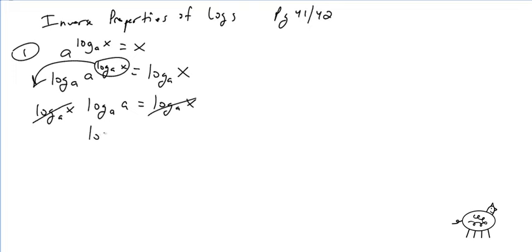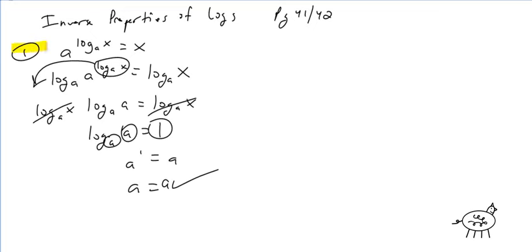And what do I have? I have log base a of a equals 1. And if I write that as an exponential, isn't that a to the first power equals a? Yep, that's true. a equals a. Whoa, a equals a. All right. So that's the first property. So I numbered it here. It's the first one that's important.